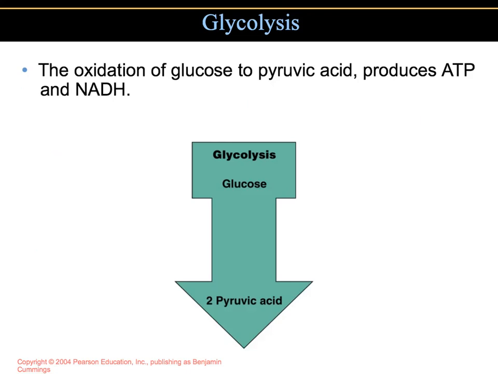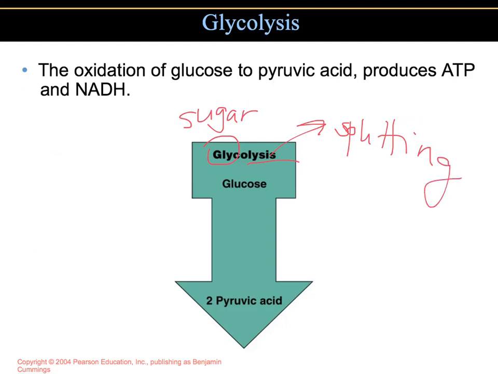The first stage of carbohydrate catabolism would be glycolysis. And glycolysis means the splitting of sugar. Glyco refers to sugar, and we have the lysis, which refers to the splitting or the breaking apart of sugar. So, glycolysis means splitting of sugar, and this is exactly what this process does. It splits the sugar, which is a 6-carbon molecule, into 2 3-carbon molecules of pyruvic acid.